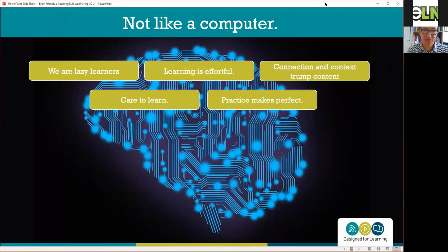Just to summarize, we are lazy learners. We try and avoid learning if we can help it. We need to put effort in to learn, so we need to help motivate people to make that effort. Connection and context trump content. So using my ADC model, I now focus a lot more on the connect than on the absorb and do. Once I'm clear on the connect, I can then work on the absorb and the do. Caring to learn, tapping into people's emotions, is really important, whether you use storytelling or some other approach. And also practice makes perfect. So not spaced repetition, but actual practice or deliberate practice.